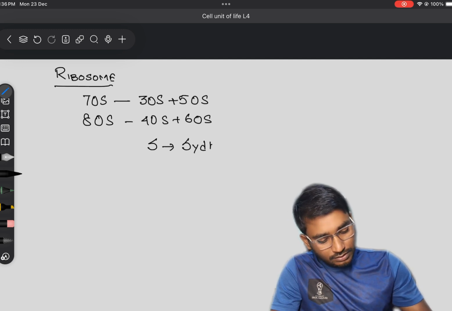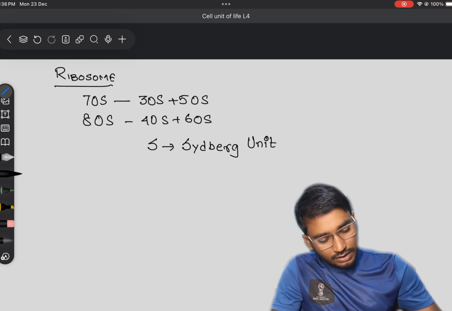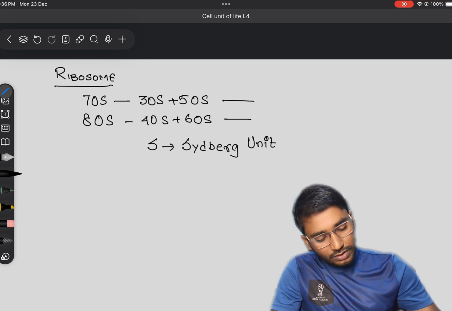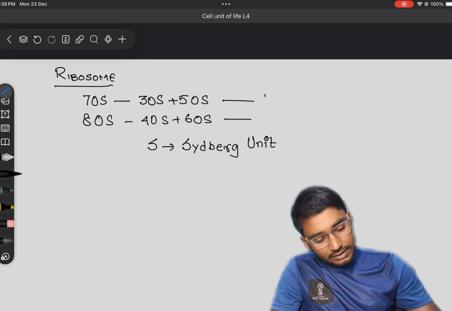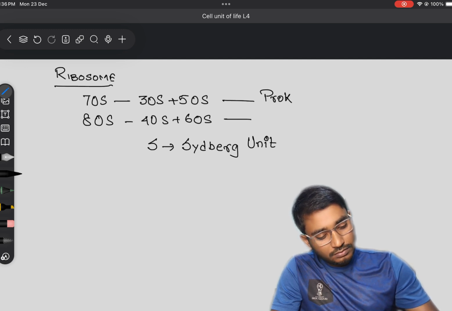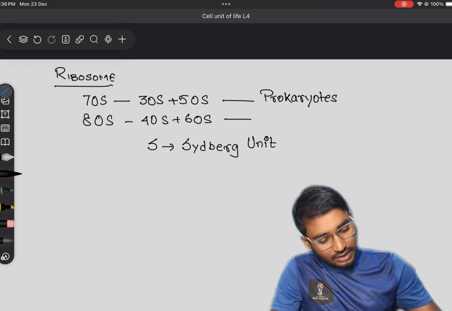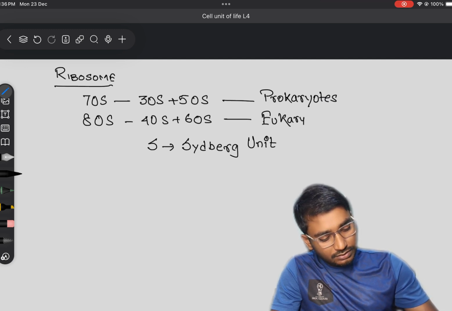So S means Svedberg unit, and 70S is seen in prokaryotes, and 80S is seen in eukaryotes.